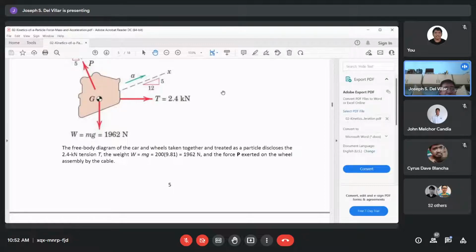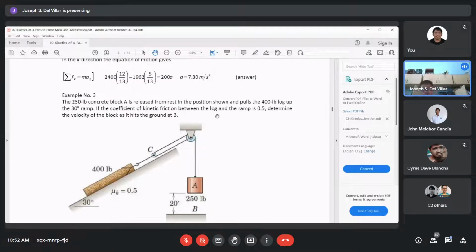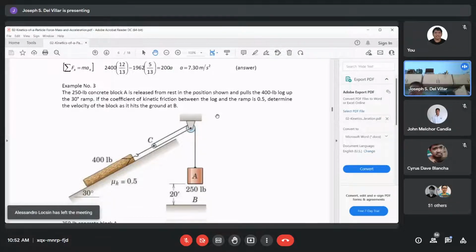O read the example number 3. Read and analyze first.